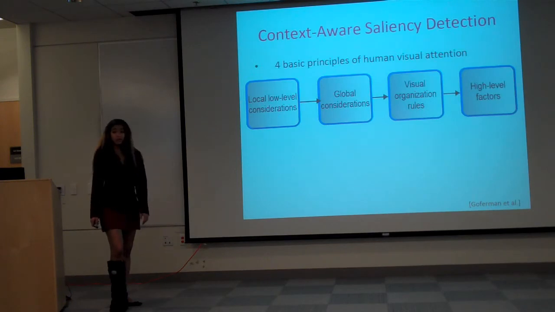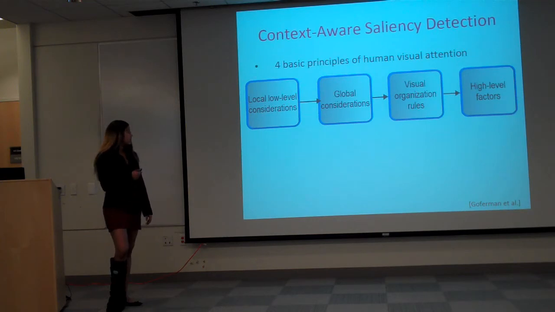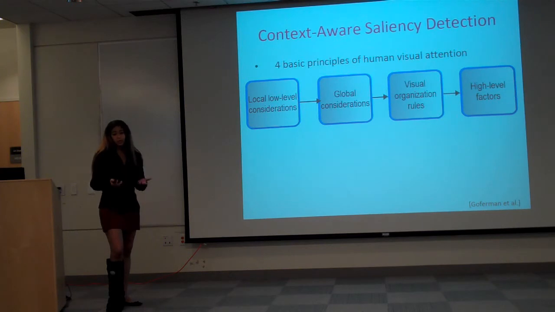So in this article I read, written by Goferman, they proposed an algorithm for this context-aware visual saliency, and they used the four principles of human visual attention. So the first is low-level considerations, which is like the different colors and textures. So like yellow text and a blue background would stand out.